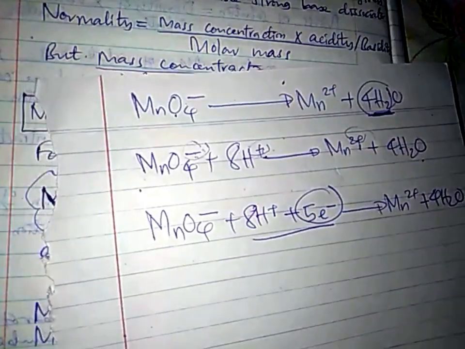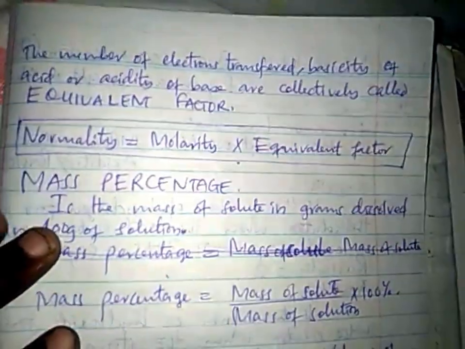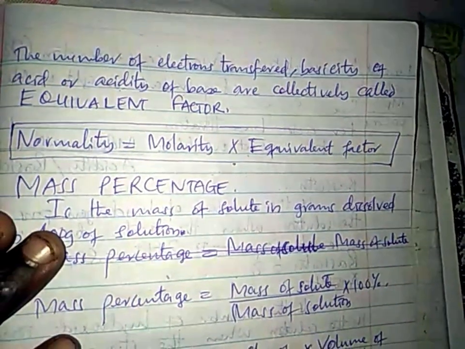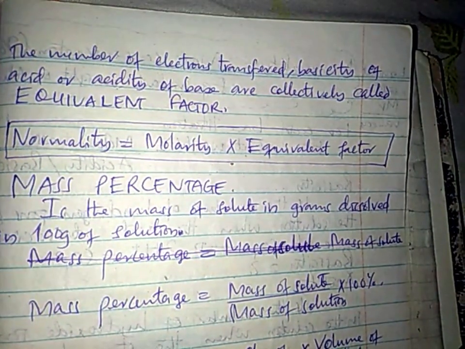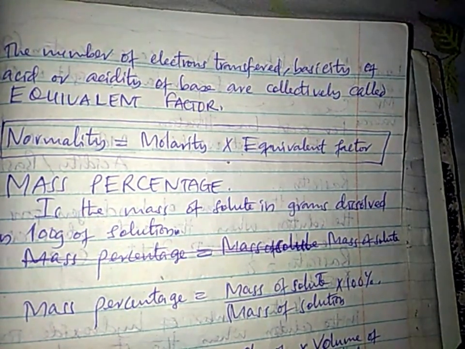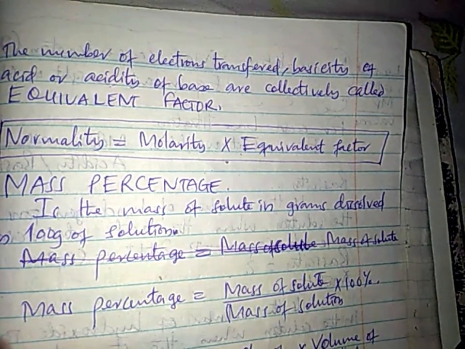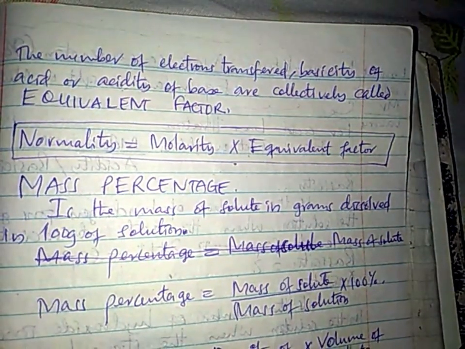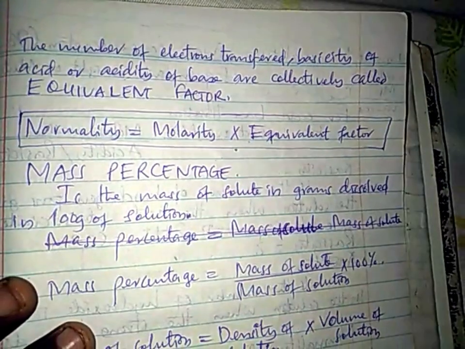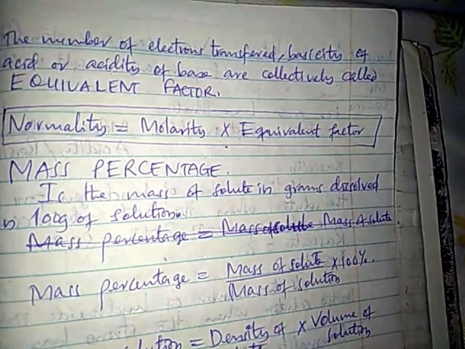So normality kama kwenye titration kama hiyo, kwenye hiyo redox titration kama hiyo, tungechukua molarity times the number of electrons transferred ambazo ni 5. So the number of electrons transferred kwenye hiyo kesi yetu ni basicity and acidity. They are used as the number of moles transferred, basicity of an acid or acidity of a base are collectively called the equivalent factors. Kwa jina moja zinaitwa equivalent factor. So actually we can summarize as normality is equal to molarity times equivalent factor. So let us end up here.